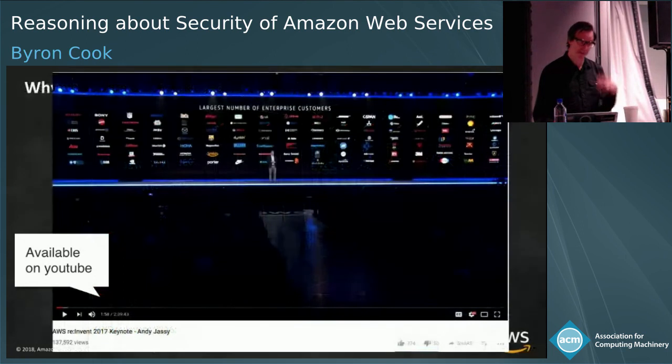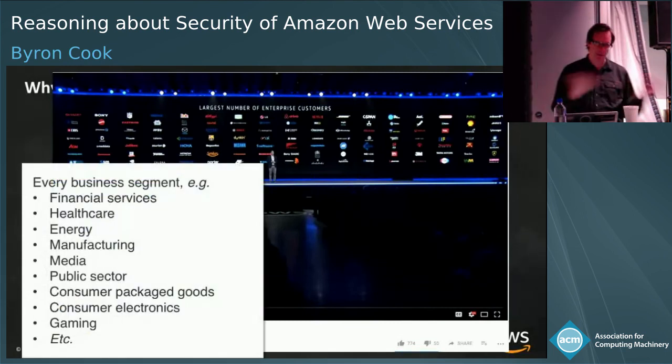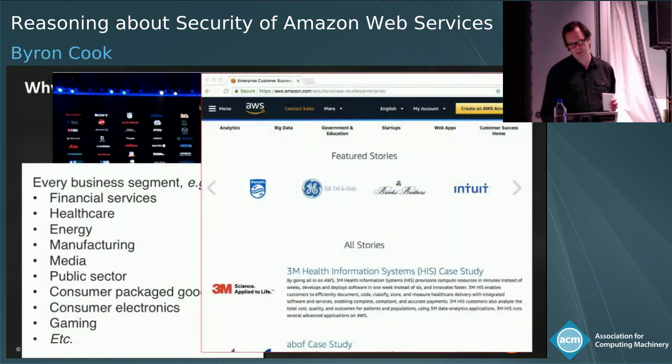And then if you want to learn more about the business, this is a talk by Andy Jassy. He's the CEO of AWS, and he's talking about all of the different kinds of customers and industries that have moved to the cloud. And there's a lot of detail about different customers, many of whom have gone all in on AWS, so they actually don't operate their own data centers at all.